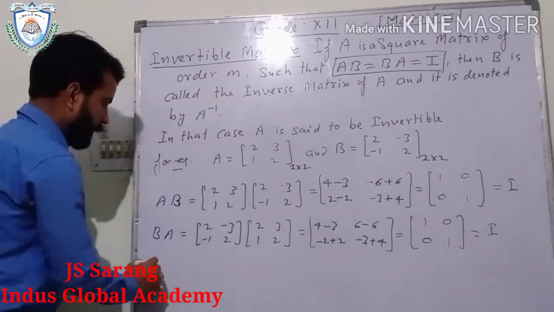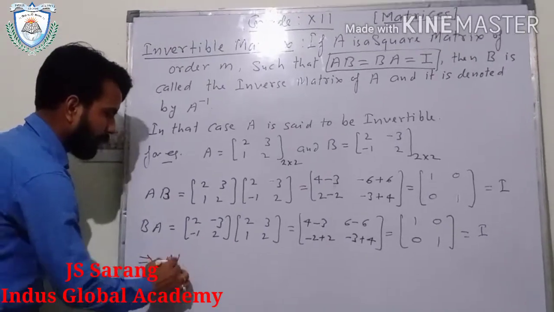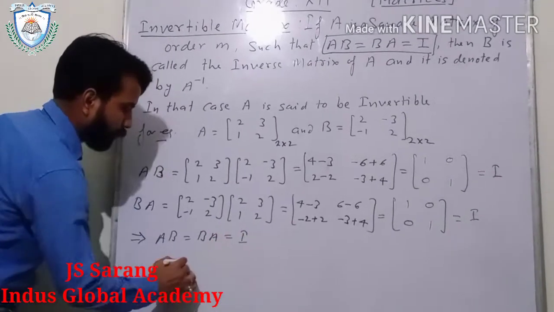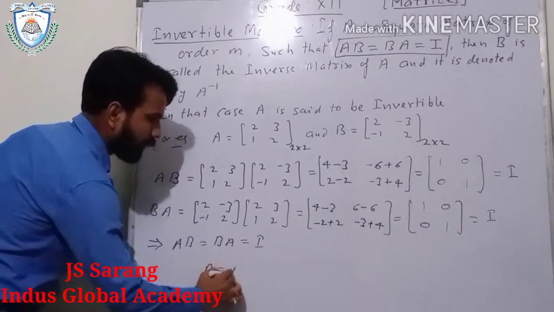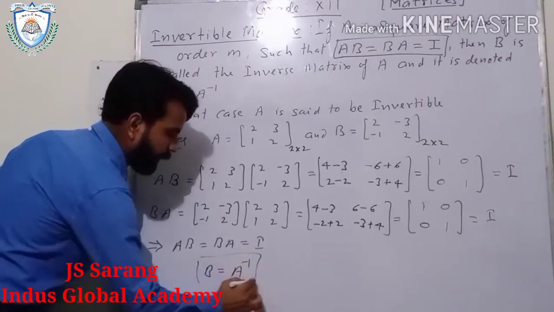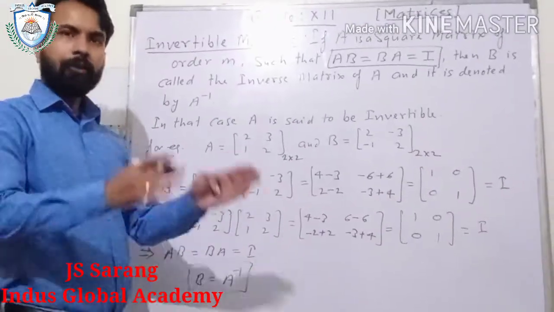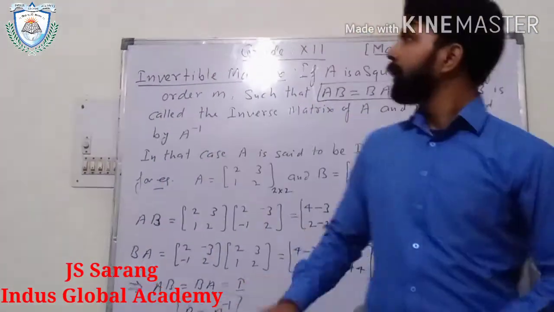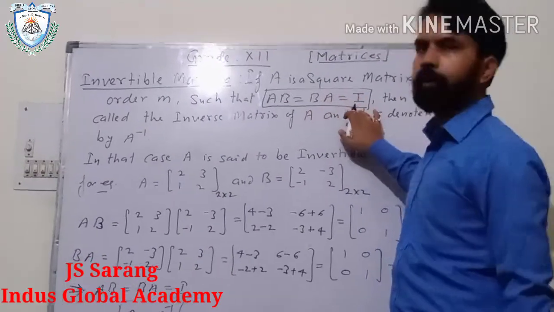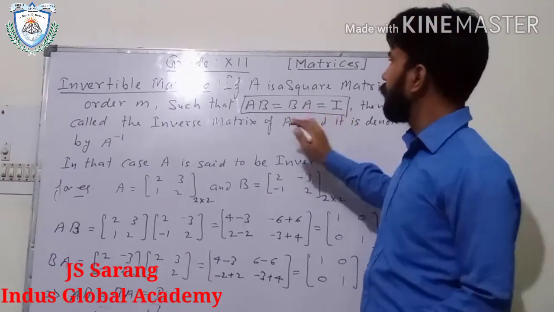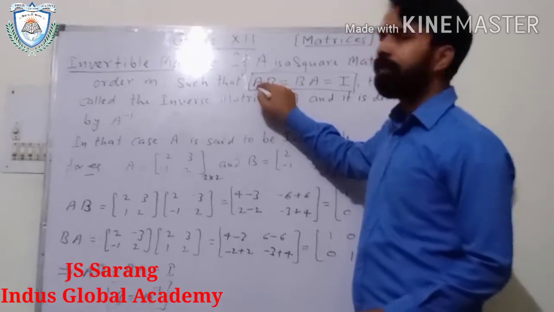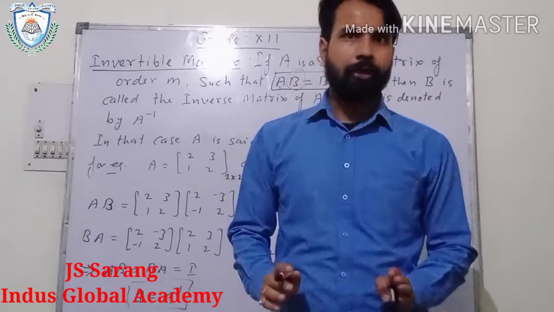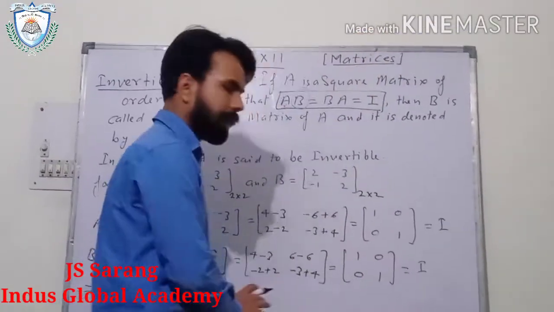Hence we can say that AB is equal to BA is equal to I. So B is called the inverse of A. So B is A inverse. So if there are two square matrices A and B such that AB is equal to BA is equal to I, then we can say that matrix B is known as the inverse of A and A is known as an invertible matrix. Understood? Hope it is clear to everyone.